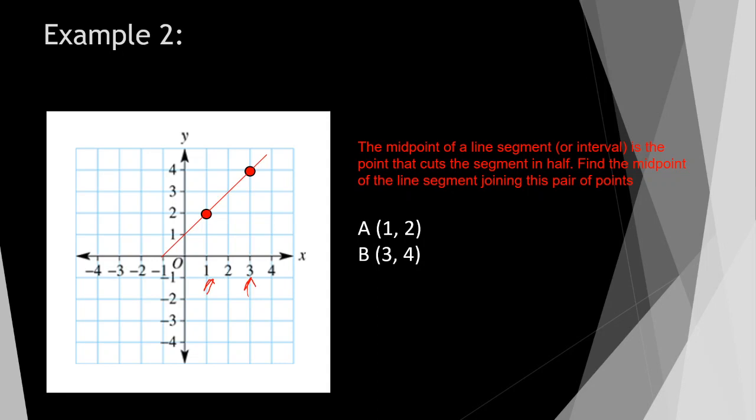So that means halfway between my x values should be 2, and my 2 y values are 2 and 4. So halfway between my 2 y values should be 3. So with that being in mind, my midpoint should be right there where x equals 2 and y equals 3.